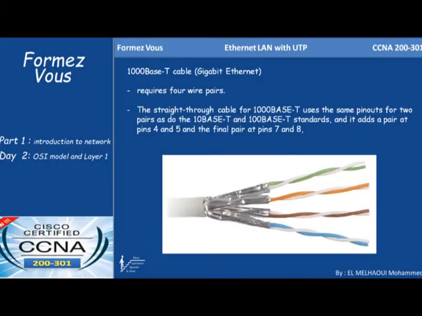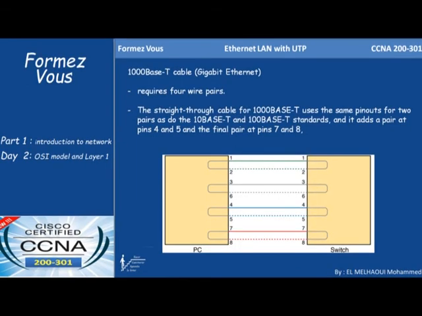Now I will explain 1000BASE-T. 1000BASE-T, or Gigabit Ethernet, requires 4 wire pairs, and it uses more advanced electronics that allow both ends to transmit and receive simultaneously on each wire pair. So, the straight-through cable for 1000BASE-T uses the 4 wire pairs to create 4 circuits.